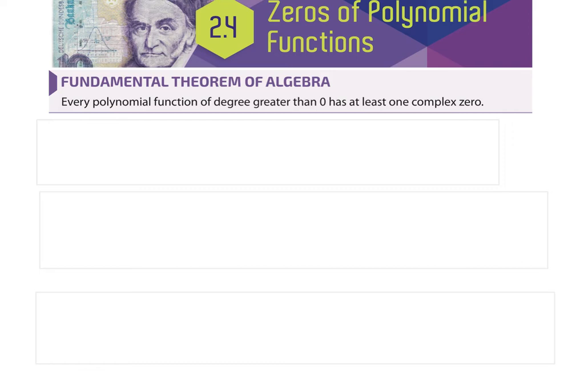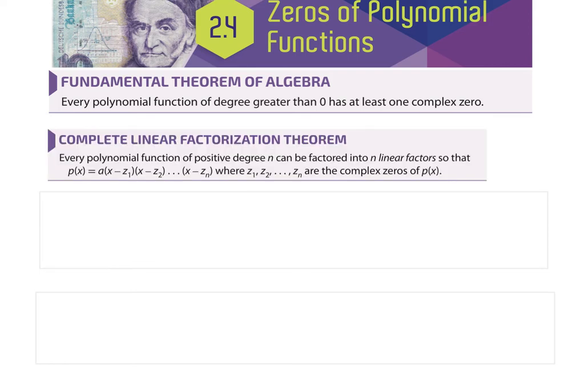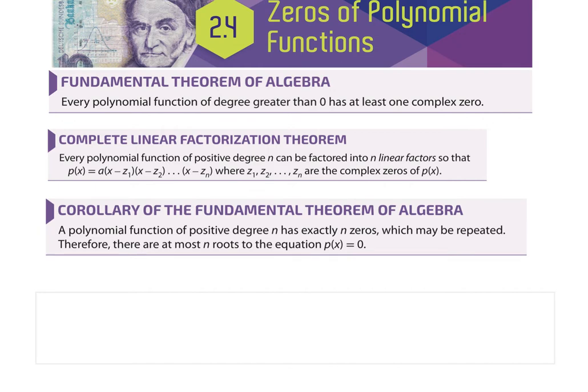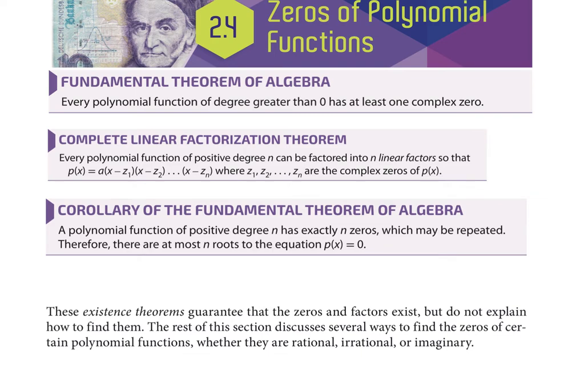And so when you start getting into these theorems that they have below it, linear factorization: every polynomial of positive degree can be factored into linear factors. The corollary says that a polynomial of positive degree has exactly n zeros. So we have looked at the most zeros they can have, but we're talking about real zeros.